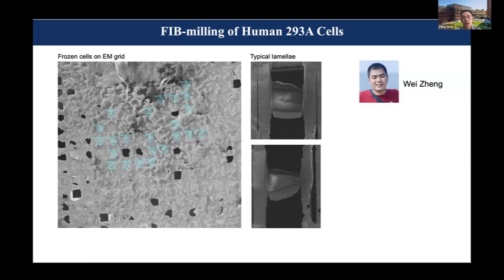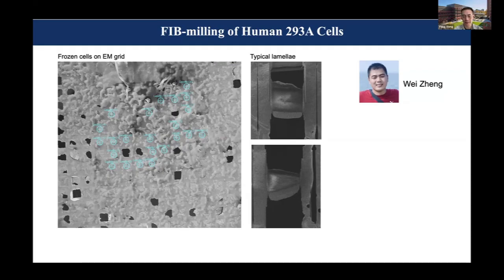In the middle, you see the typical lamellae. For a single particle study, we want to mill it a little thinner than for the cryo-ET type of study, because we have less signal to noise in 2D than in 3D. So we target about 100 to 200 nanometer thickness.